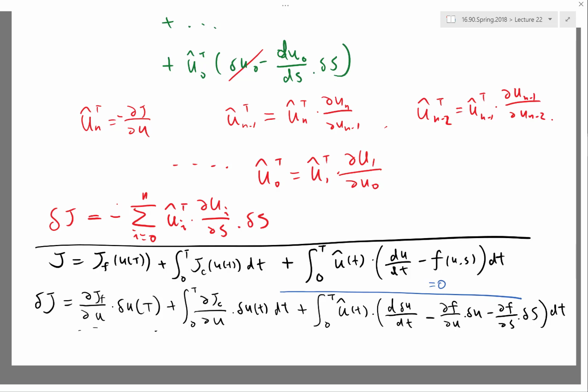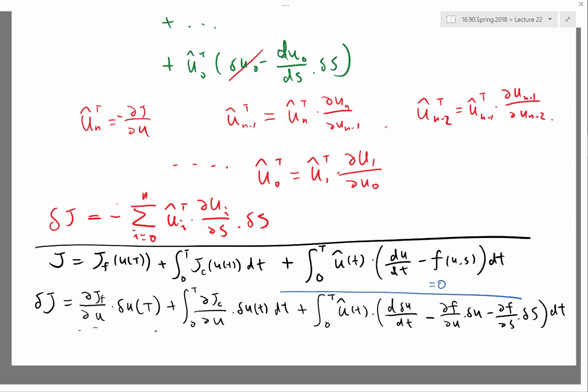If we know the solution u, df/ds can also be computed analytically. If we want the gradient of J with respect to s, then we are looking at infinitesimal perturbations in s, right?